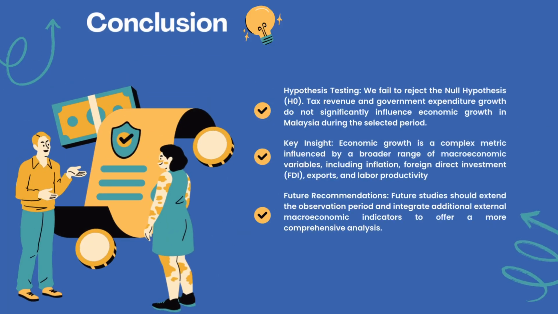In conclusion, the findings indicate that we failed to reject the null hypothesis. Tax revenue and government expenditure growth do not significantly influence Malaysia's economic growth during the selected period. This suggests that economic growth is affected by many other macroeconomic factors, such as inflation, foreign direct investment, exports, and labor productivity. Future research should consider a longer observation period and include additional economic variables to provide a more comprehensive analysis.